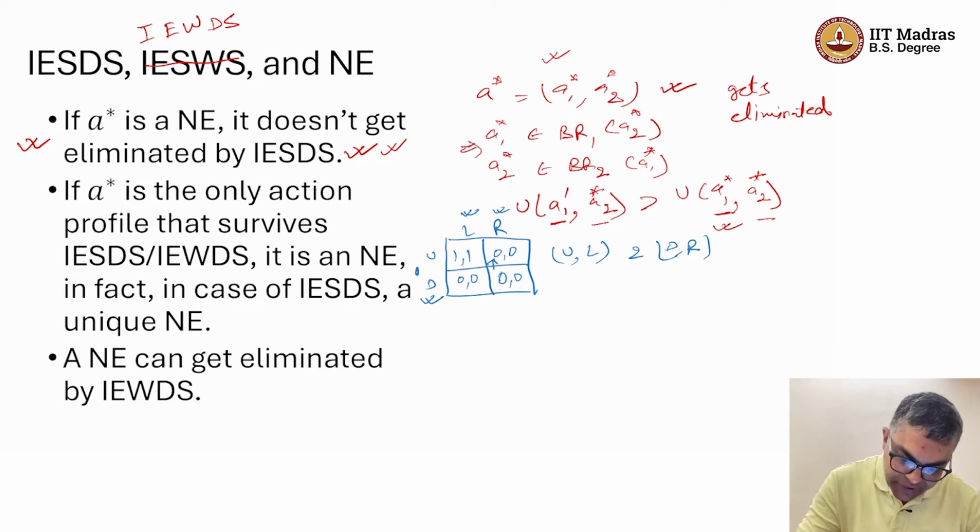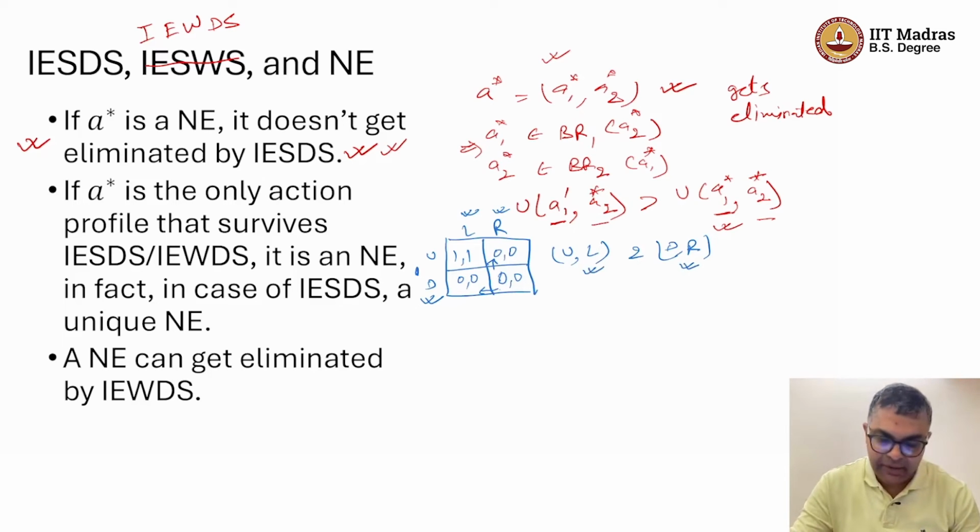So there is no incentive for player 1 to deviate. How about player 2? Player 2 can deviate from R to L. Her payoff would also remain the same, 0. So she also doesn't have any incentive to deviate. Therefore U comma L and D comma R both are Nash equilibria. In fact, D comma R is a Nash equilibrium in which both players are playing their weakly dominated strategy.